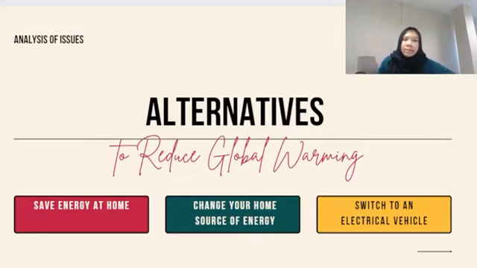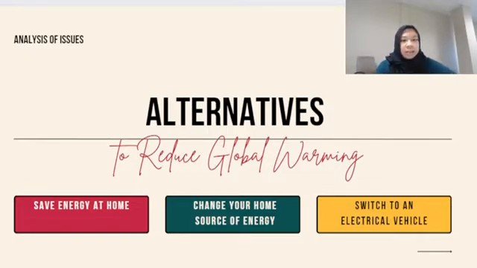Next are the alternatives that we can do to reduce global warming. First is save energy at home. Coal, oil and gas provide a significant portion of our electricity and heat. Reduce your energy use by lowering your thermostat, switching to LED light bulbs and energy-efficient electric appliances, washing your clothes in cold water, and hanging them to dry instead of using the dryer.